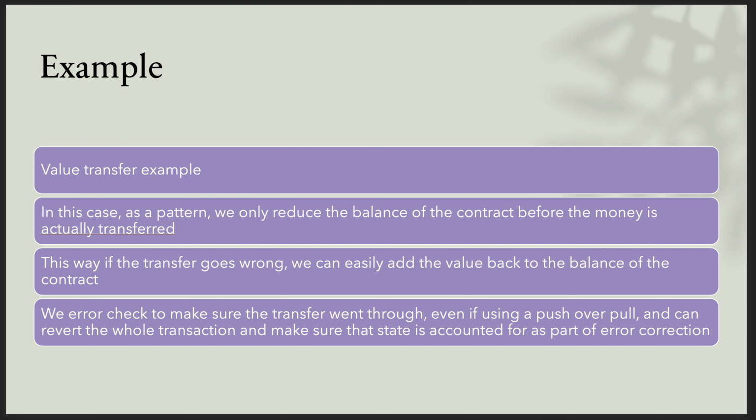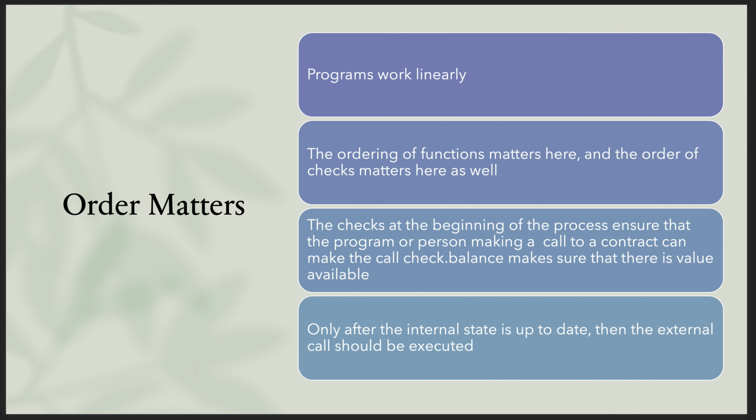Now, order matters here. Programs are pretty much going to work linearly. It's going to go through the process as you call them. The ordering of functions matters here, and the order of the checks matters here as well. So you have to be really intentional about what you do here, especially checking at the beginning of the process to be sure that the program or the person making the call to a contract can actually work. Especially if it's something like check balance, make sure there's a value available.